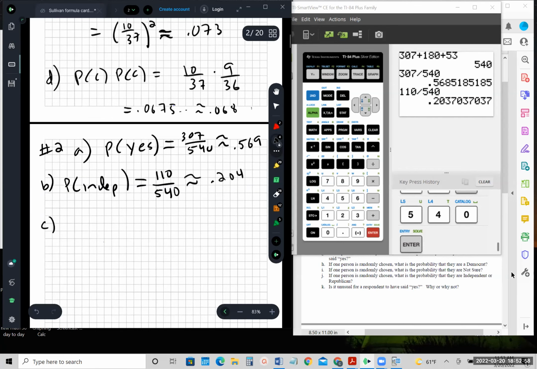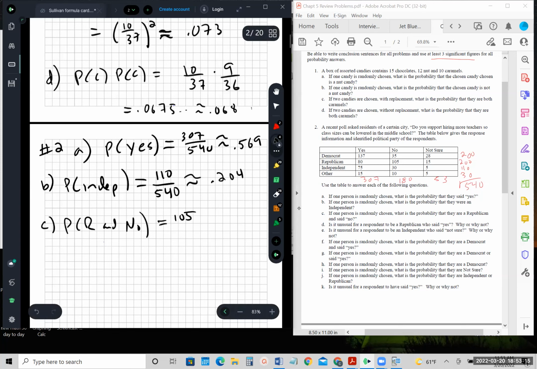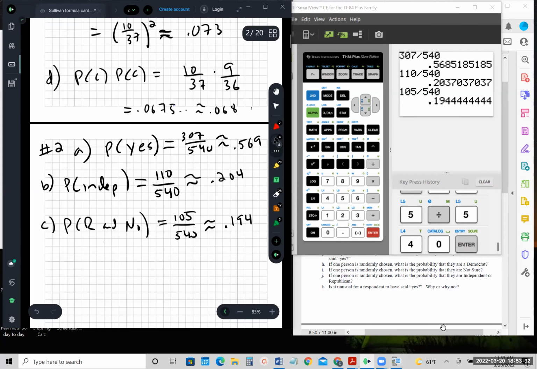And let's see, for part C, it would be if one person is randomly chosen, what is the probability they are Republican and said no? So we have to go where that row and column intersect, and it looks like there's 105 people there because they have to have both conditions. So it'd be 105 divided by the 540, and I get 0.19444, so just 0.194 would be the rough estimate.